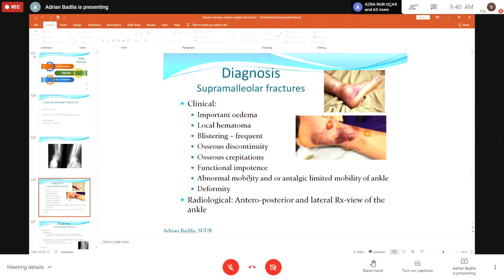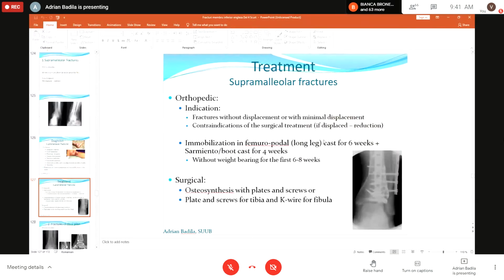When we clinically examine such a fracture, we can see important edema with local hematoma, blistering, which is very frequent in this region, osseous discontinuity, crepitation, functional impotence, pain, of course, abnormal mobility or antalgic limited mobility of the ankle, deformity, and the diagnosis will be based on the anteroposterior and lateral views of the ankle.